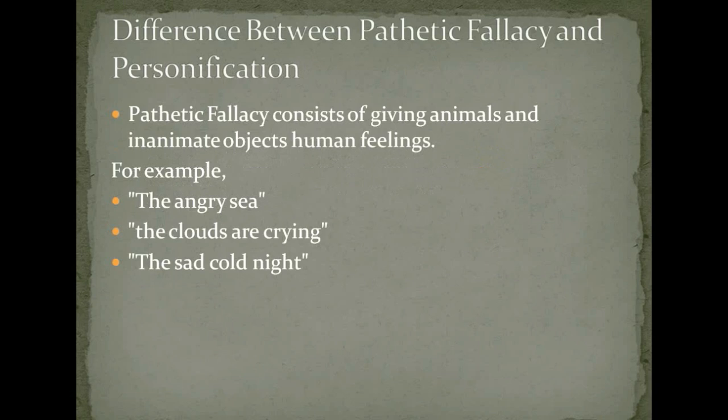Let's find out further. So look here, we're going to look at the difference between the two. Pathetic fallacy consists of giving animals and inanimate objects human feelings. For example, the angry sea, the clouds are crying, the sad cold night. As I told you, if you look at these terms, angry, crying, being sad, these are actually feelings. So it clearly shows that here our concern is with feelings.